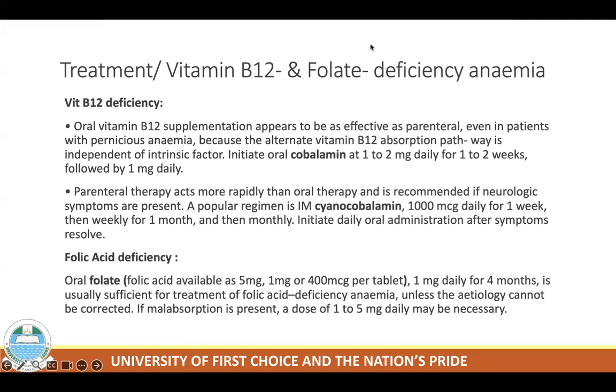It's usually sufficient for treatment of folic acid deficiency anemia, unless the etiology cannot be corrected. For example, if it is malabsorption, then daily dosing is required. For example, in sickle cell anemia, daily dosing of folic acid is required.